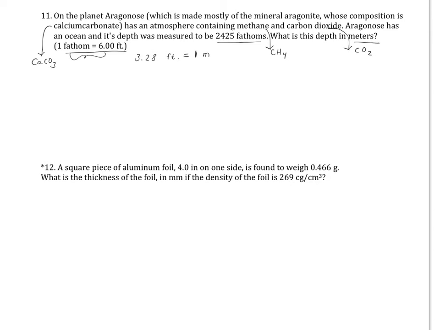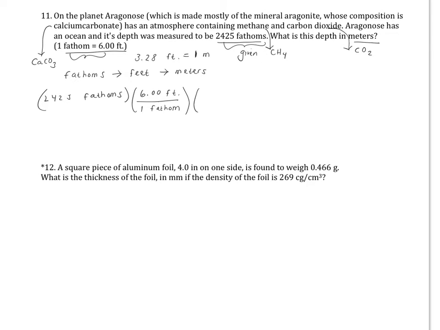So we're going to start off with what's given. And we're going to go from fathoms to feet to meters. So we start off with 25 fathoms. And we know that for every 1 fathom, it is 6 feet. And for every 3.28 feet, it's equivalent to 1 meter.